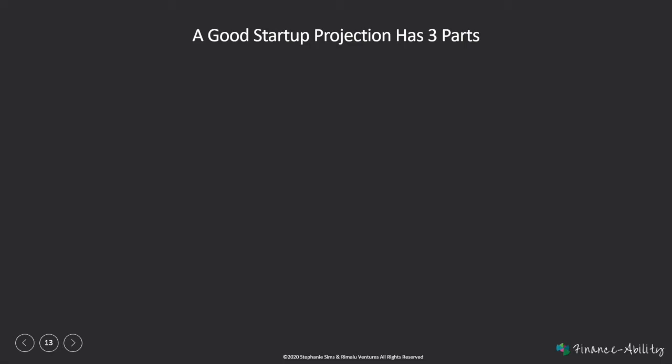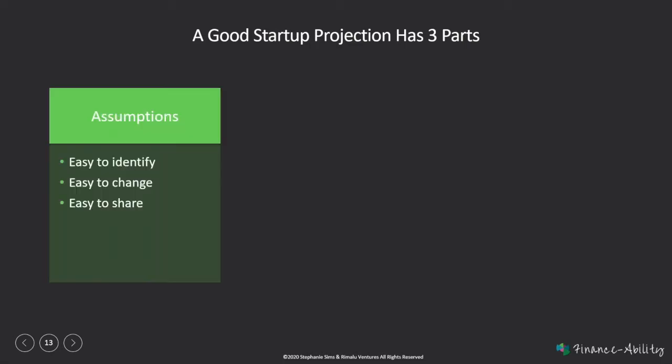As we start to think about what the projection looks like, a good startup projection has 3 parts. First, it has a separate identified area for assumptions. Now, this is important because you need to be able to easily identify your assumptions. You want to be able to change them very easily.